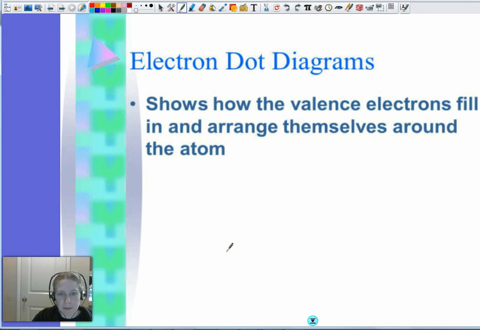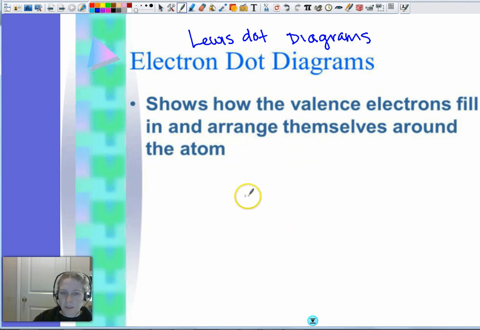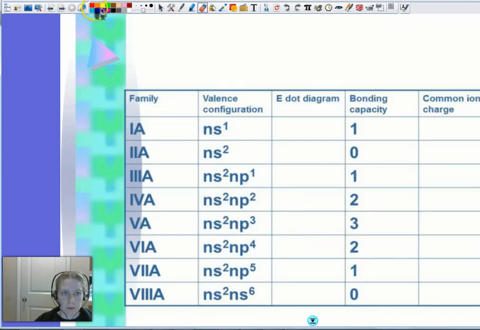Electron dot diagrams, we call these Lewis dot diagrams. You probably did these in 8th grade, I think. And it shows just the valence electrons, and it shows how they fill in and arrange themselves around an atom. Alright, so when we draw these, we're going to just look at the valence electrons, and we're going to do the dots around the chemical symbol.